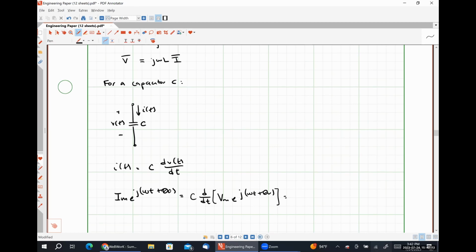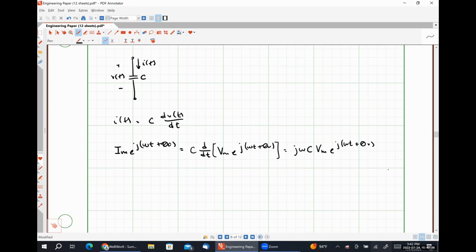As we saw a few minutes ago, taking the derivative of the e to the j omega t is just multiplying by a factor of j omega. So this is going to look like j omega C Vm e to the j omega t plus theta v. My e to the j omega t bits are common to both sides, so I can throw those away, leaving me with Im e to the j theta I equal to j omega C times Vm e to the j theta v, which is the same as omega C times Vm e to the j theta v plus 90 degrees. So I can see that Im will be equal to omega times C times Vm.